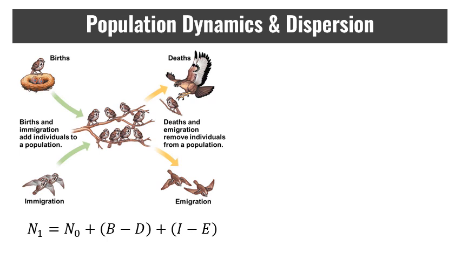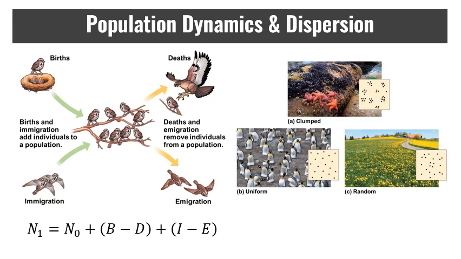Okay, but when you're looking at these things, other factors are going to play a role as well, like natality, which is birth rate, and mortality, which is death rate. Other factors of a population are going to be its density and its dispersion. Population density is going to be the number of organisms per unit area or volume, so that's pretty straightforward. Dispersion is more a matter of spread.